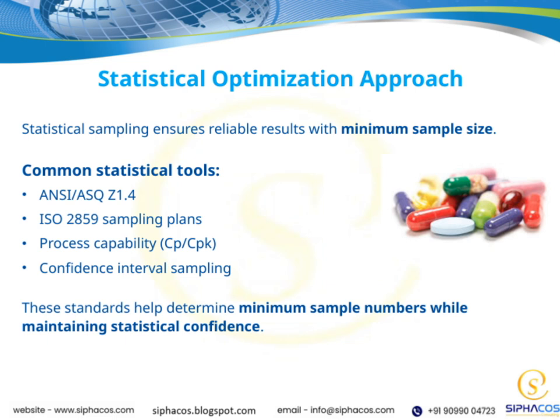And confidence interval sampling is another technique that helps us estimate the true process performance within a certain level of certainty. The key point here is that these standards and tools help us determine the minimum number of samples required to maintain statistical confidence. In other words, they guide us to make smarter sampling decisions, ensuring our results are reliable without unnecessary testing. This approach ties into the overall theme of quality assurance, using data-driven methods to optimize our processes efficiently.